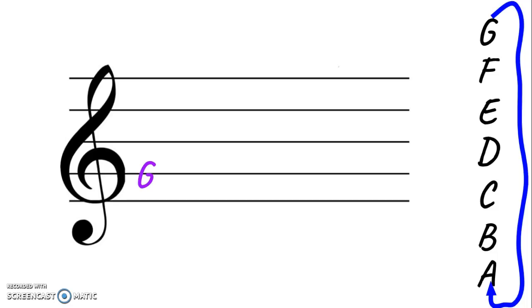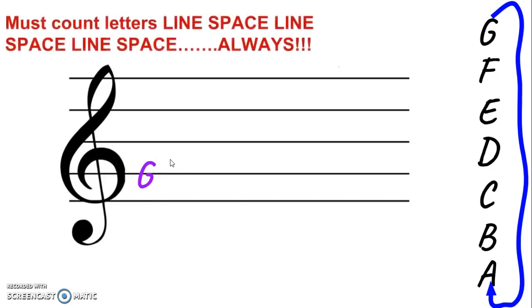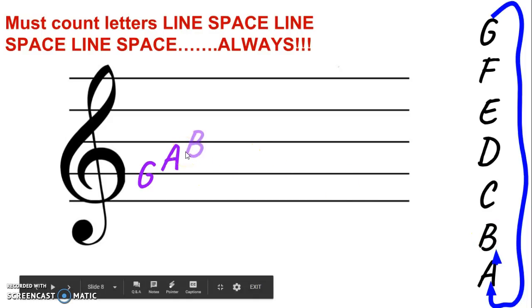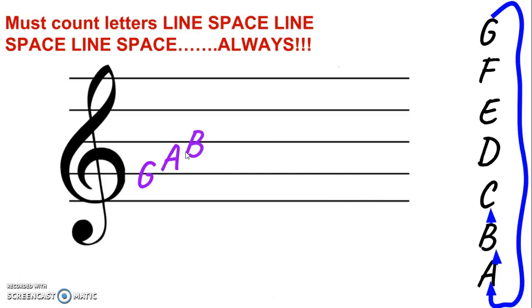It just keeps repeating. So if we know that G is on this line, we're going to step up using lines and spaces. We always have to count lines and spaces when we are finding letters in the musical alphabet. So the next space up is A. The next line up would be B. It shows you to the side there. The next space up is C. The next line, D. Space, E. Line, F. Space would be G, but we'll get there later.